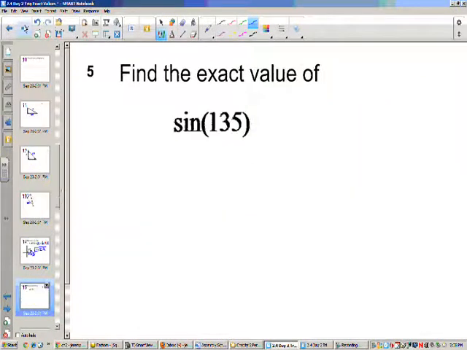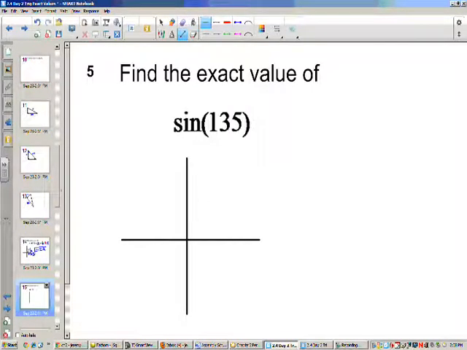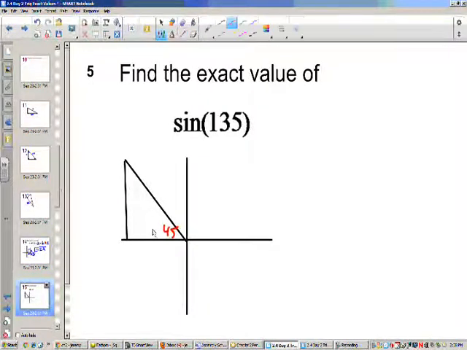All right. So let's go on to the next one. Sine of 135. We have to figure out where 135 is. It's going to be between 90 and 180. And that's going to create a 45-degree angle with the x-axis. Now I'll draw a line connecting it to the x-axis. Now remember, you can draw any triangle. I'll draw the 1, 1, square root of 2.